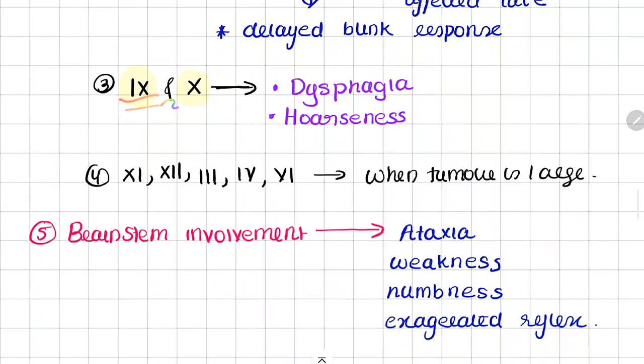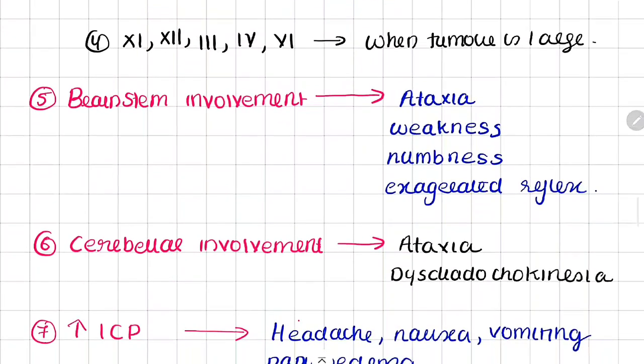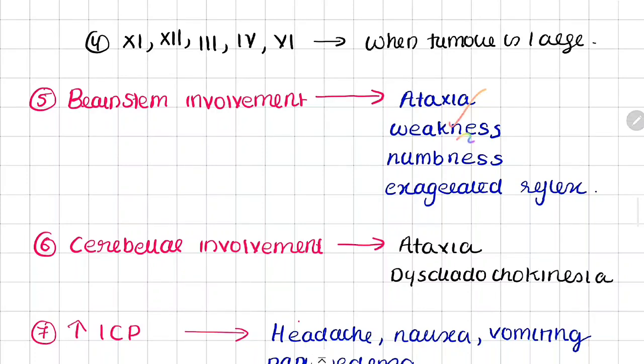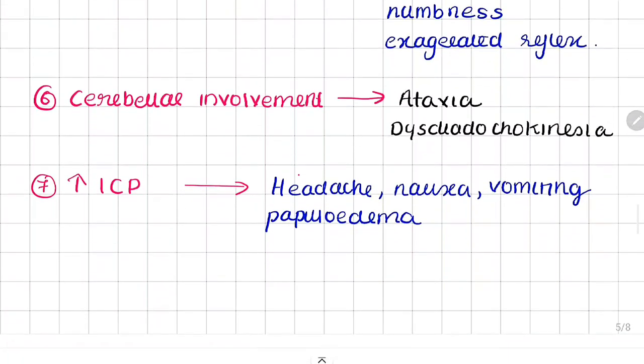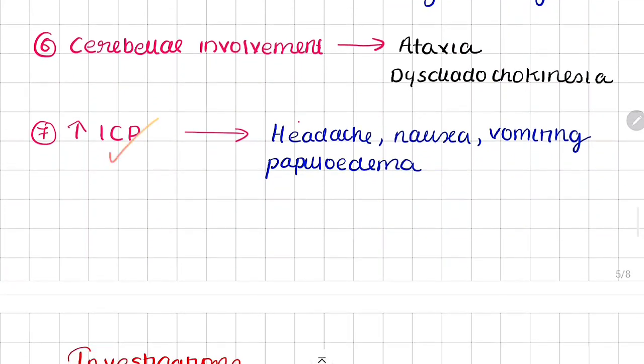Coming to the 9th and 10th cranial nerves, there can be dysphagia and hoarseness. Now, if the brainstem is involved, there can be ataxia, weakness, numbness, and exaggerated reflexes. On cerebellar involvement also, we can see ataxia, dysdiadochokinesia, and other cerebellar symptoms. And increased intracranial pressure gives rise to headache, nausea, vomiting, and papilledema.